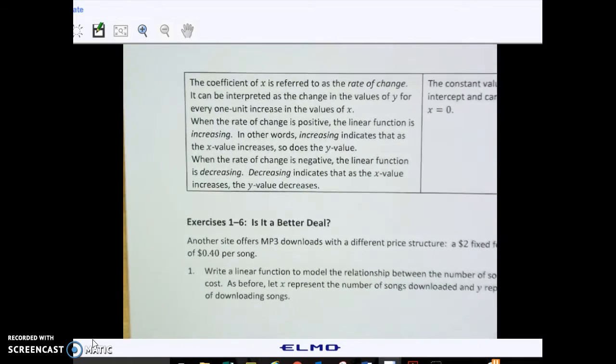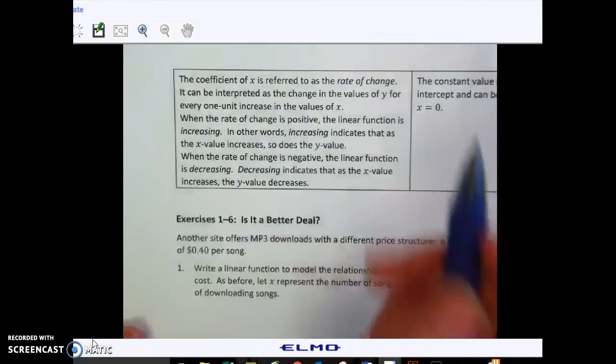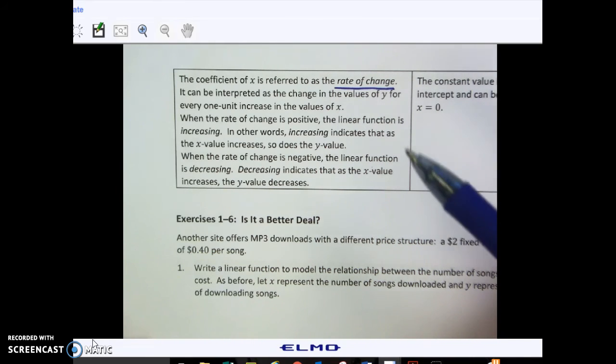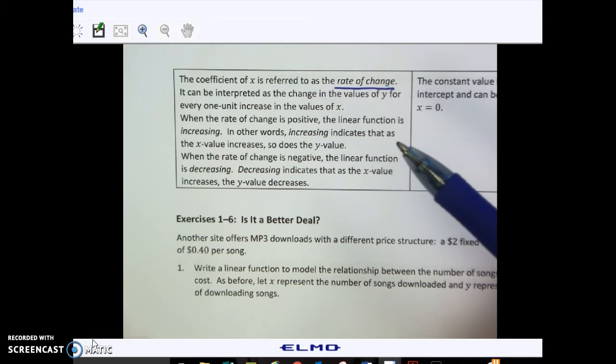So there's a little chart here that I want to just show you. It goes through and tells you the coefficient of x is referred to as the rate of change. Like I also said, it's also the slope in your equation. We've also called it speed when we were dealing with things moving, distance, rate, and time. It can be interpreted as the change in the y for every 1 unit increase in the x value.